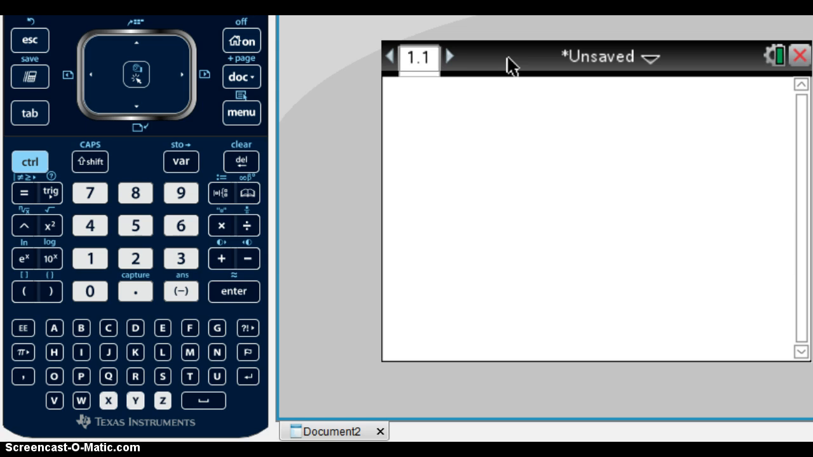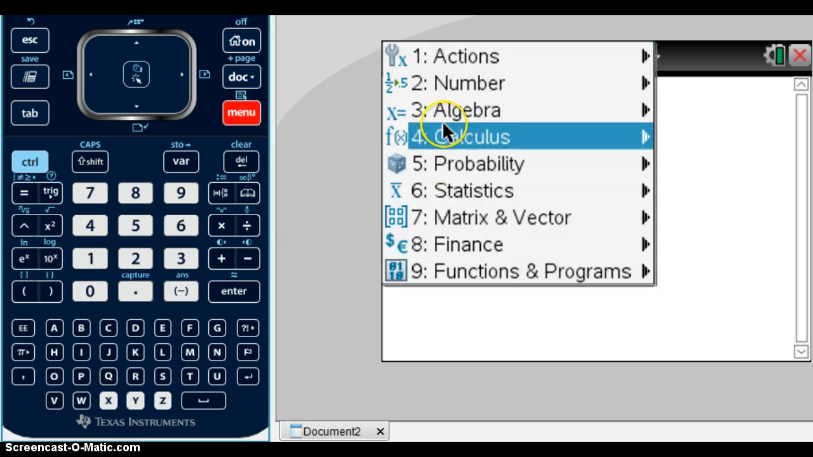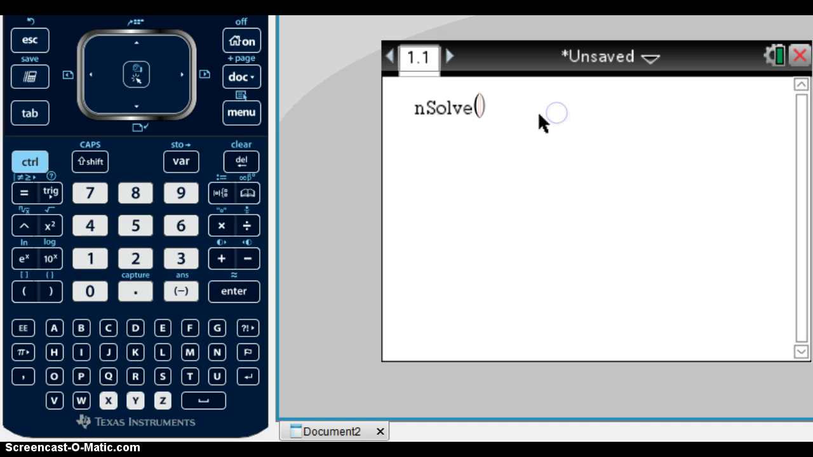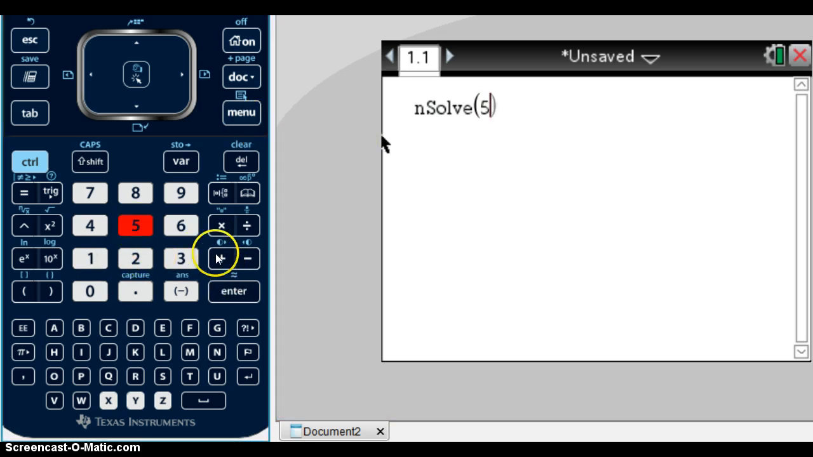And so for my equation, I'm going to go menu, 3, and then numerical solve. So I'm going to type my equation in, which was 5 plus square root of x minus 3 equals 9. Oops. And notice I didn't press over, so I'm still under the square root. So I've got to press the over key to get out of the square root. And now when I do the equals 9, I'll be okay.